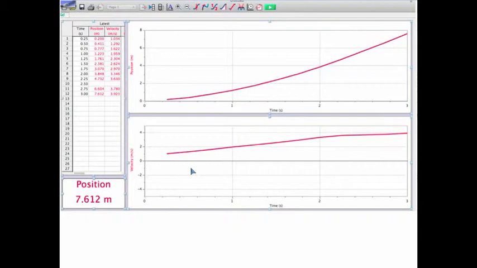The top graph is a distance versus time graph. We can see that the distance versus time graph is a curve, which means every second the cart is covering more and more distance. In the first second, it went up this amount. In the second second, it went up that amount. In the third second, it went up even more. It's covering more and more distance each second.